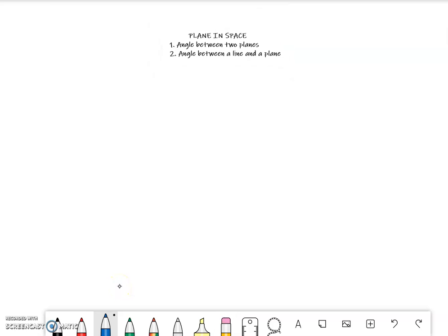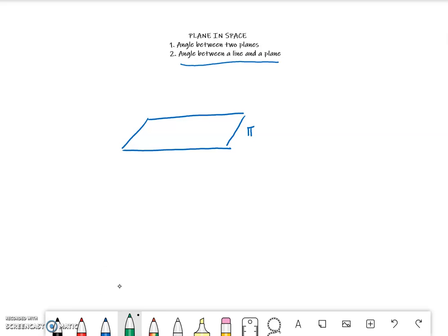Now let us proceed with the second one, which is how to obtain the angle between a line and a plane. Let's say we have a line L where this line intersects the plane pi. So our plane is denoted as pi and the line here is L. So this is line L, where this line L has a vector that is parallel to line L.